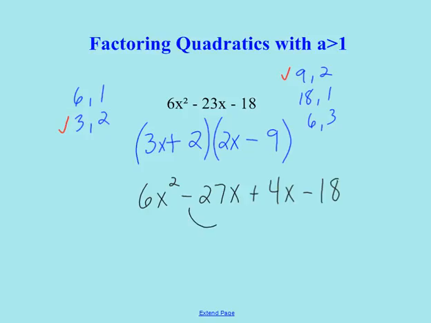When we combine these two middle terms, because they're like terms, we get negative 23x. So 6x squared minus 23x minus 18, that does match the original quadratic. So we can be sure that our factors, 3x plus 2 and 2x minus 9, are correct.